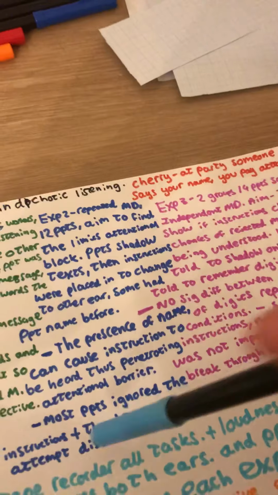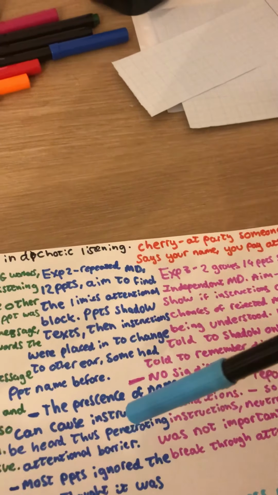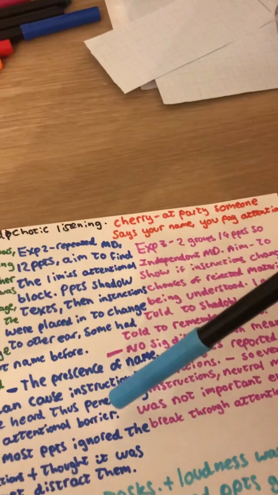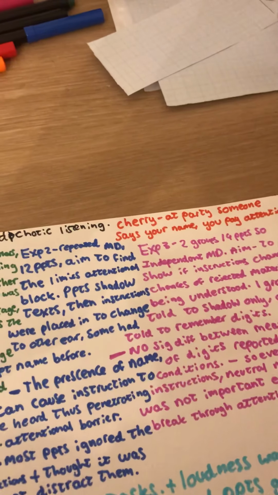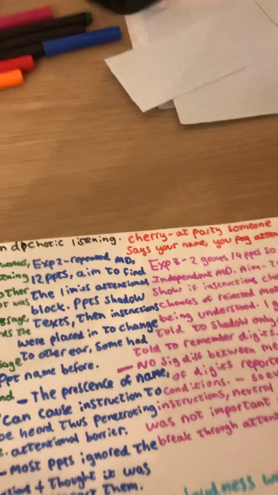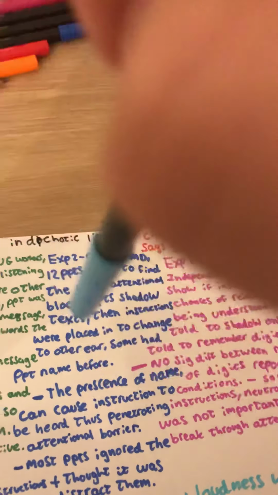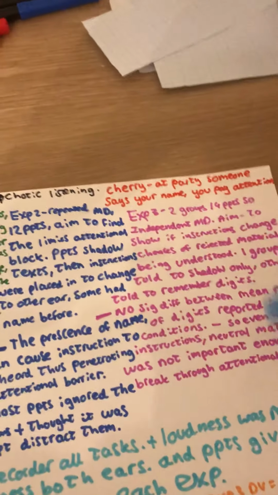But the most important thing is not this. The most important thing is that people actually heard the message, because they were trying to block out the other message, right? But the fact that they even heard the instructions is very, very important, because it shows that this effective message, by using their name, actually penetrated the attentional block.